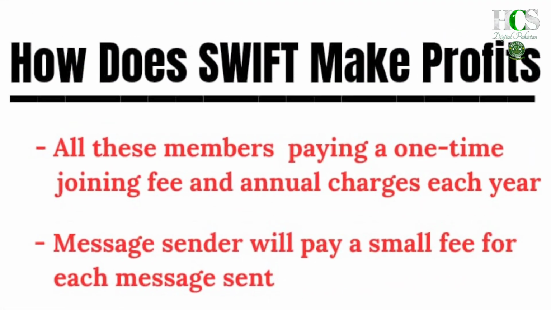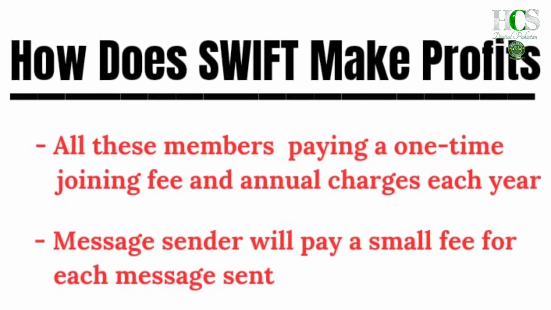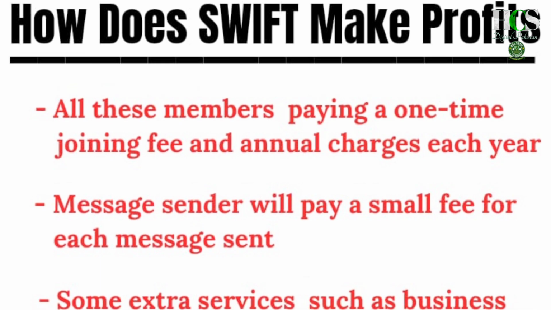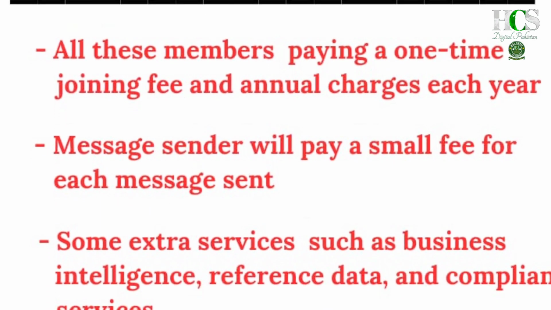How does SWIFT make profits? Since SWIFT can be considered a social network which is owned by its members, a fixed income of SWIFT is coming from all these members paying a one-time joining fee and annual charges each year. Also, for each message sent in the SWIFT network, the sender will be paying a small fee for it.